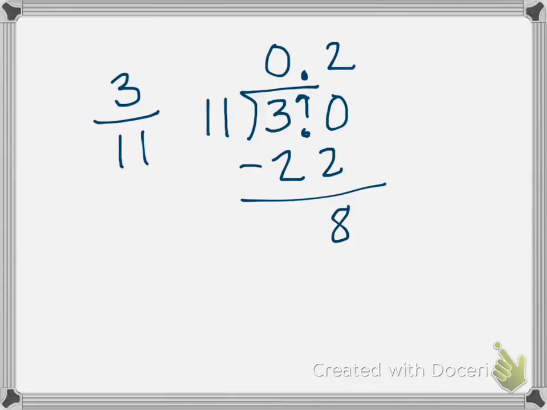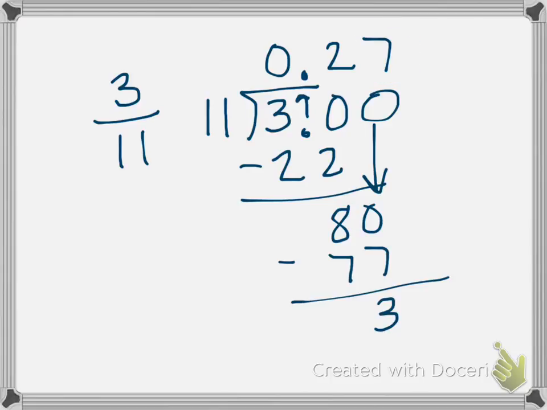I'm left with 8. 11 can't go into 8, or I can't count by 11 to get to 8, so I'm going to grab another 0 and bring it down. 11 goes into 80 7 times because 7 times 11 is 77, and I'm left with 3. 11 can't go into 3, but I can grab another 0 and bring it down. 11 goes into 30 2 times, and I get 22.